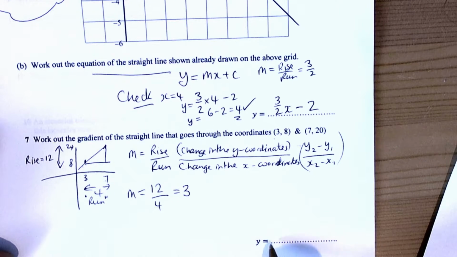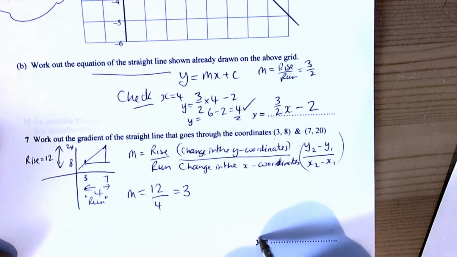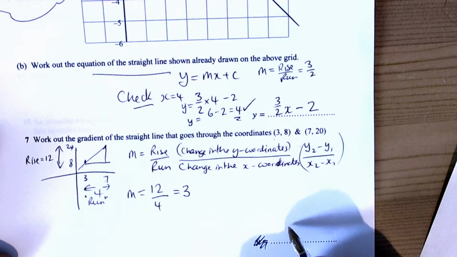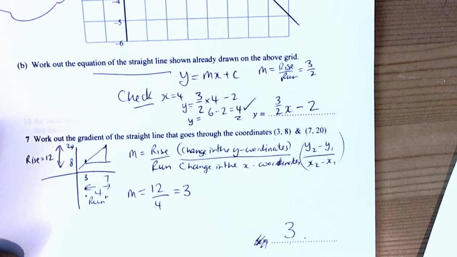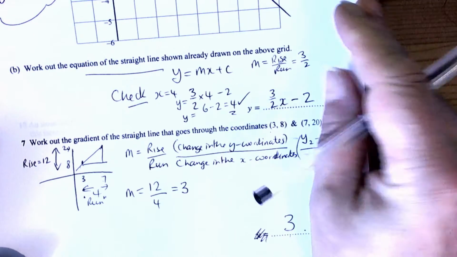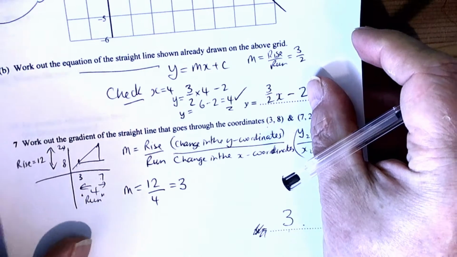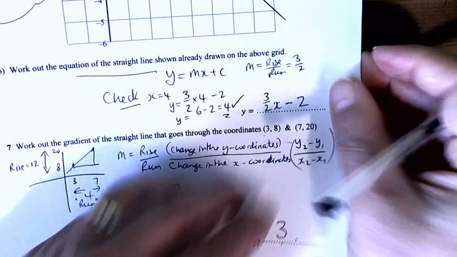So although the question said y equals on the answer line, I'm not sure why I left that there. It should just say the gradient, so the gradient answer is 3. We're not asking to work out the equation of the line, we're just asking to work out the gradient, so I didn't need the y equals. Apologies for that. Okay, so that's a reminder about how you can calculate the gradient of a straight line if you're given coordinates.